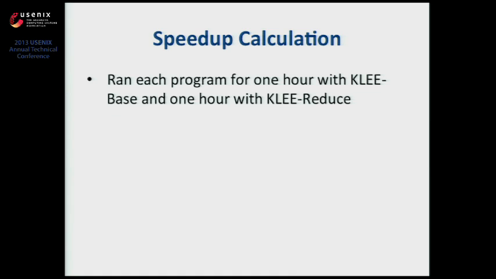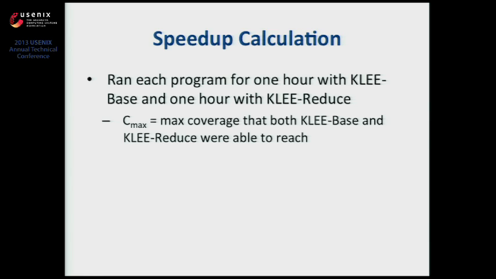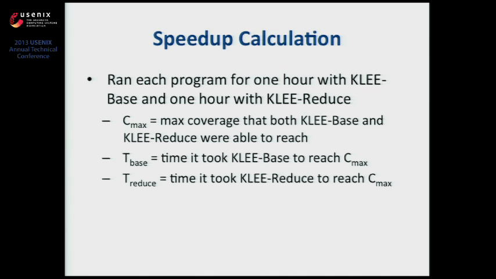The way we calculated the speedup to see how effective our optimization was is to run each program for 1 hour with KLEE-base and KLEE-reduce. So Cmax is the maximum coverage that both KLEE-base and KLEE-reduce are able to reach. T-base is the time it took KLEE-base to reach Cmax. And T-reduce is the time it took KLEE-reduce to reach Cmax. And the speedup is simply T-base over T-reduce.